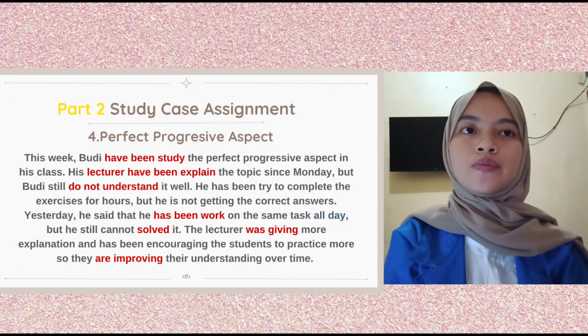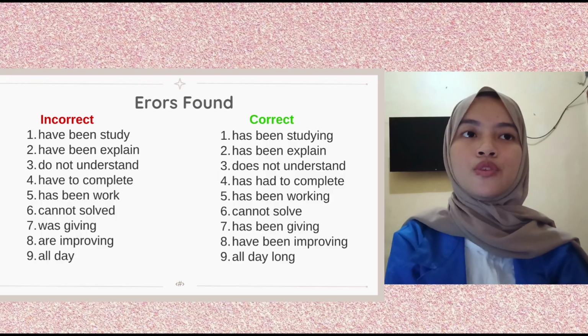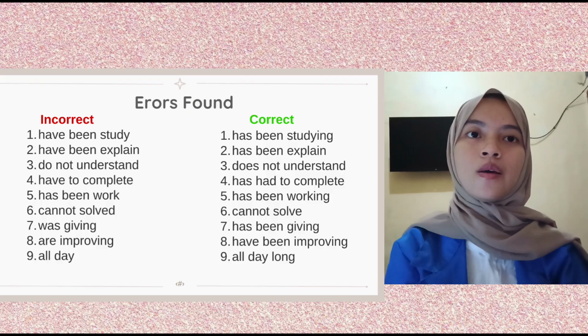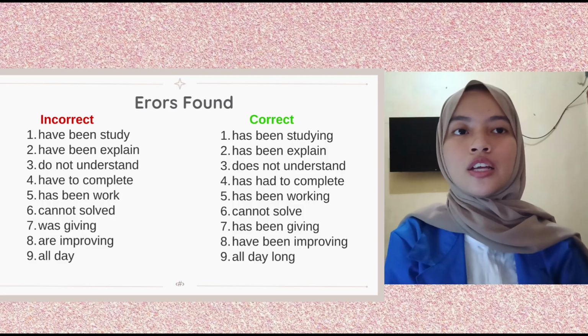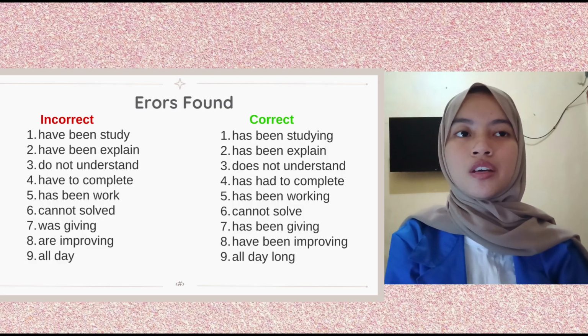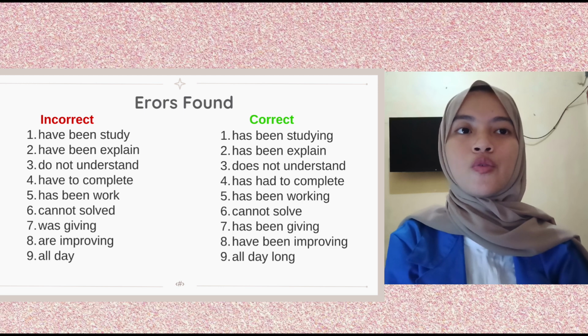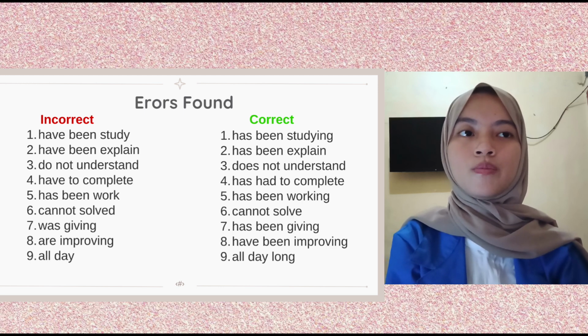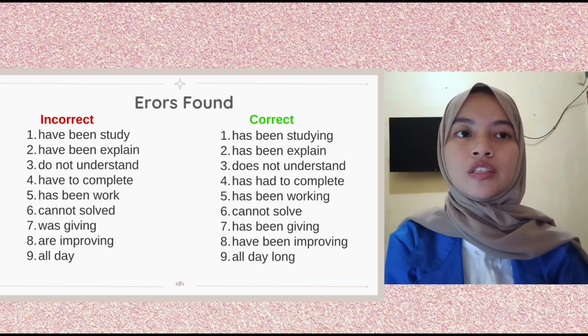The last part is perfect progressive aspect. "Budi have been studying" becomes "Budi has been studying." Present perfect progressive uses "has been" plus verb in -ing. "Lecturer have been explained" becomes "lecturer has been explaining." Singular subjects require "has," and the verb should be in -ing form. "Do not understand" becomes "does not understand." Singular subject Budi requires "does."